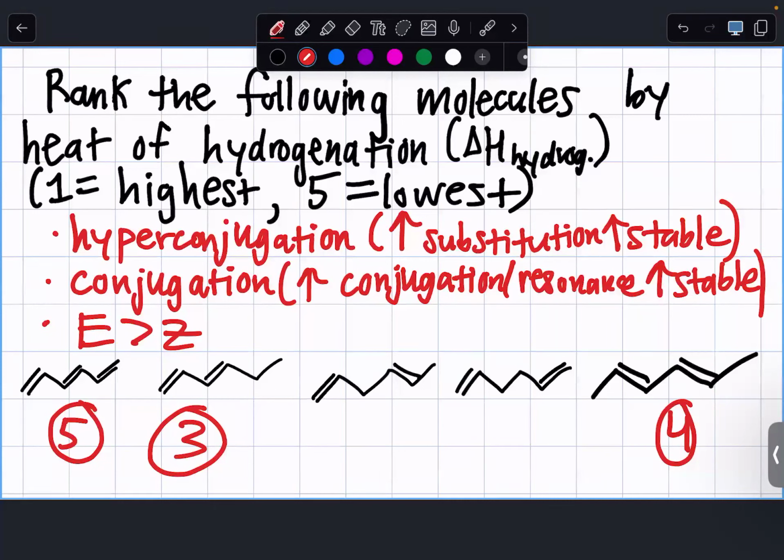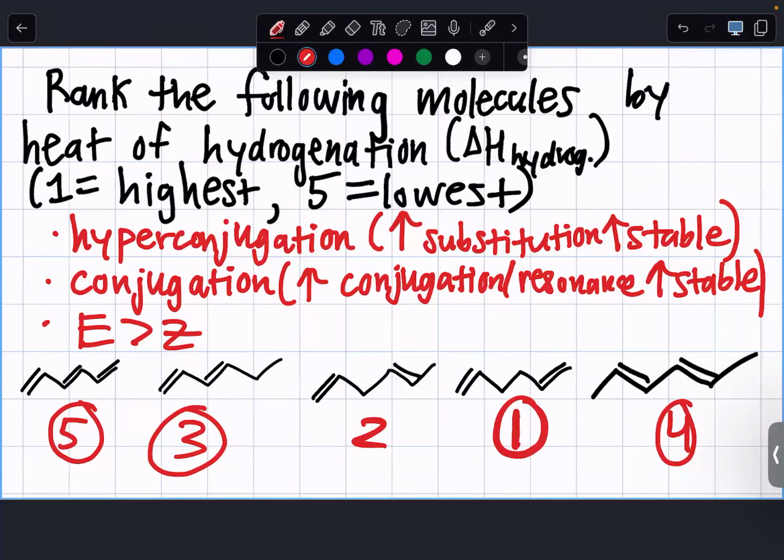Okay. Now let's just assign one of these as the highest energy. Which one looks less stable to you? Yeah, the right one, because this double bond is mono-substituted. This double bond is also mono-substituted. Whereas this double bond is mono-substituted, but we have one di-substituted double bond here. So the right one here is less stable, giving off the highest energy.